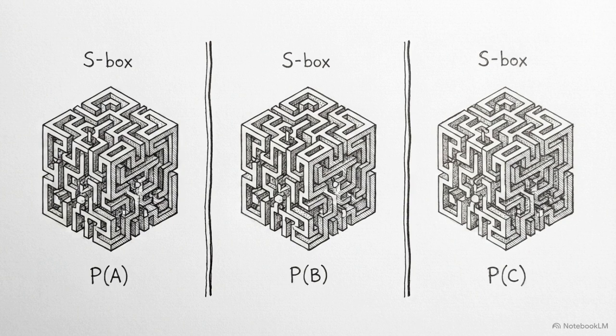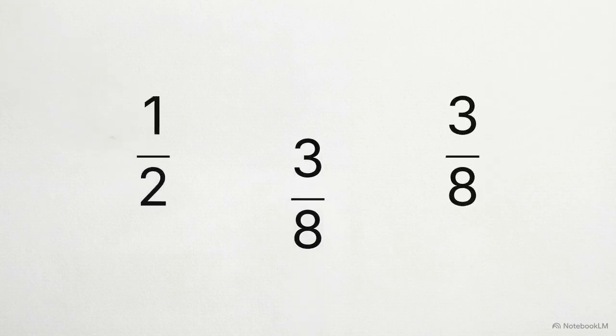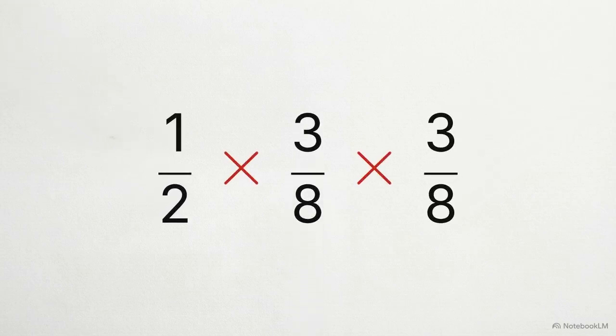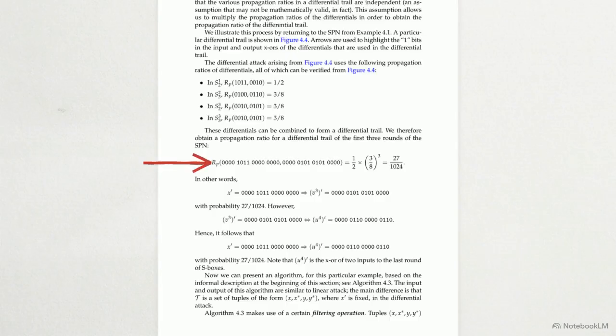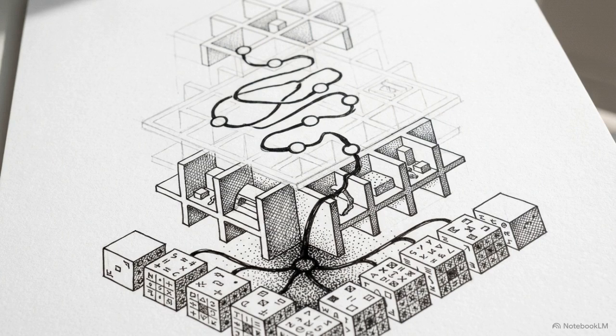To calculate the viability of this path, analysts make a crucial mathematical assumption. The propagation ratios of S-boxes in different rounds are treated as independent probabilities. To find the total probability that a difference will successfully follow the entire trail, we simply multiply the propagation ratios of all the active S-boxes together. This equation shows the exact probability calculation for the 3-round trail we just mapped. The math gives us a precise result. In 27 out of 1,024 cases, this exact XOR pattern will successfully survive 3 full rounds of encryption intact. By stacking these microscopic S-box biases, attackers can predict the internal state of the cipher right before the final round.